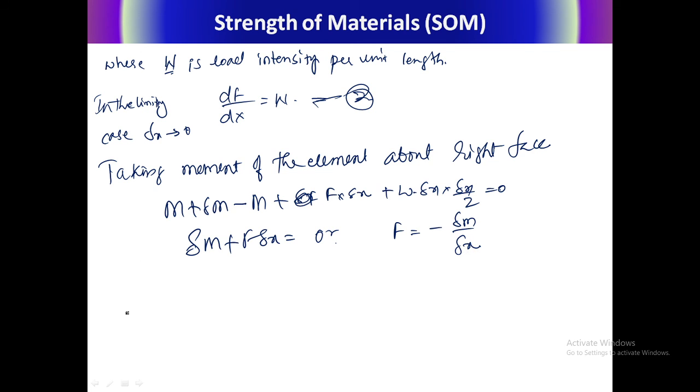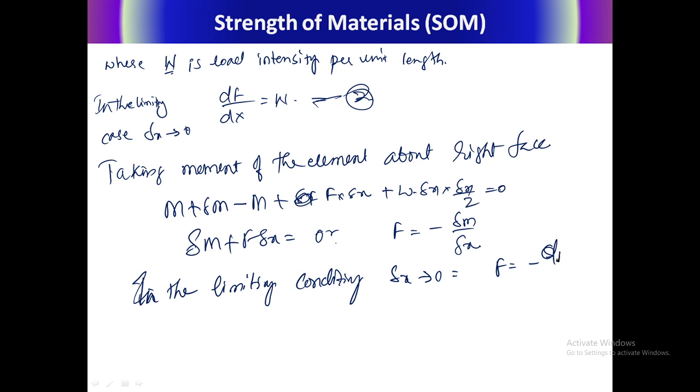Again, in the limiting condition, if delta x tends to 0, then the load F equals minus dM by dx. Now these are the two relations.